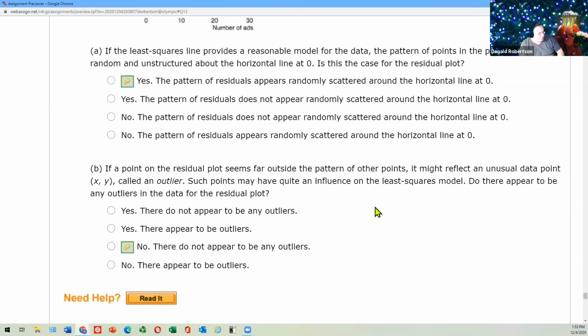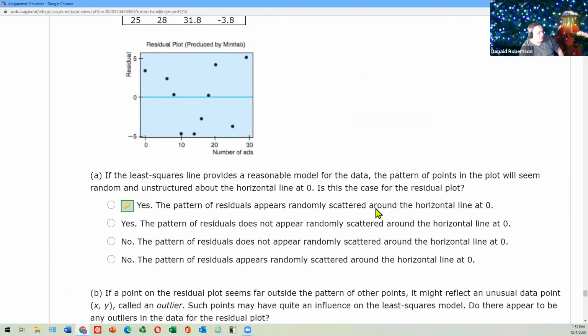If a point on the residual plot seems far outside of the pattern compared to the other points, it might reflect an unusual data point called an outlier. And we've talked about them before, right? Such points may have quite an influence on the least square model. They do. Can you imagine an outlier screws up means and standard deviations? Can you imagine it could screw up the straight line equation? And it does. Do there appear to be any outliers?